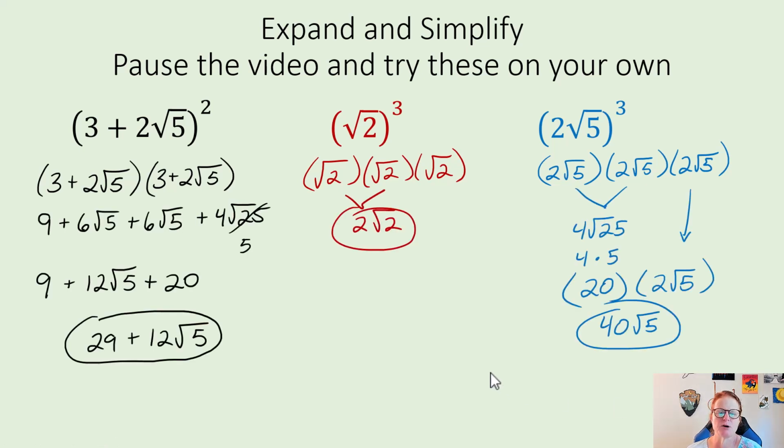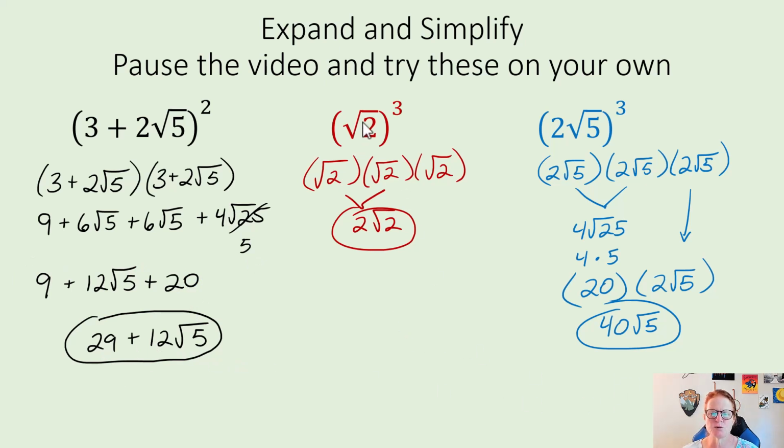All right, so here are the answers. Go ahead and take a look, see if you did them properly. If you have any questions on how I did them, you can always bring it up in class. So again here I did FOIL, combined my like terms. The square root of 25 became a 5. So I have 4 times 5, which is 20. Combine the 9 and the 20, I get 29 plus 12 square root of 5.